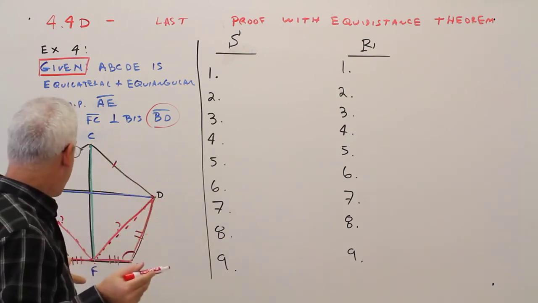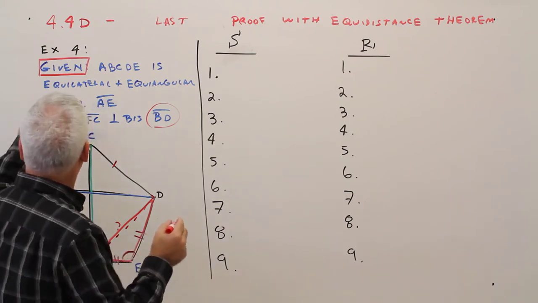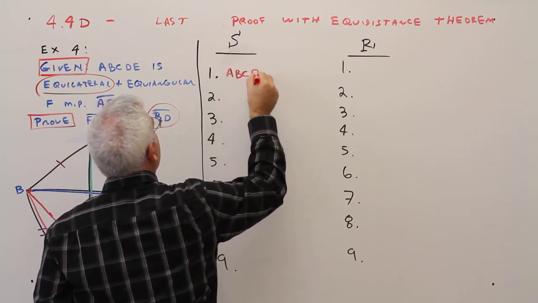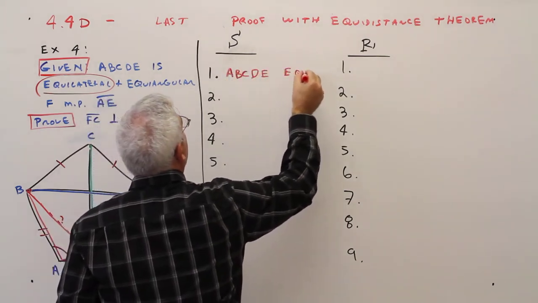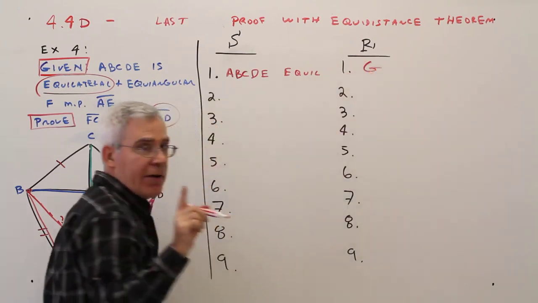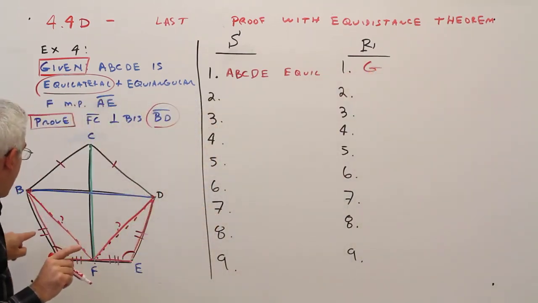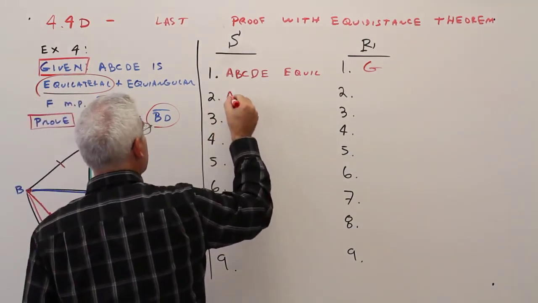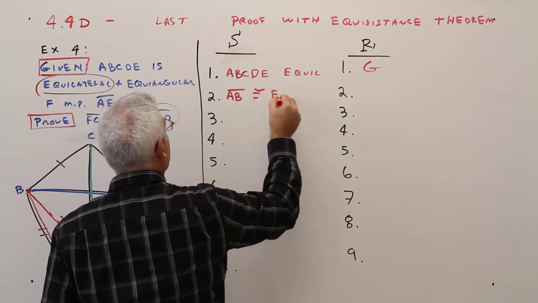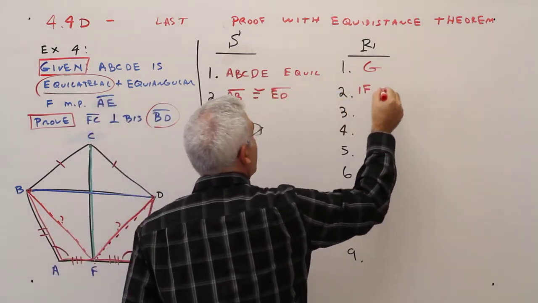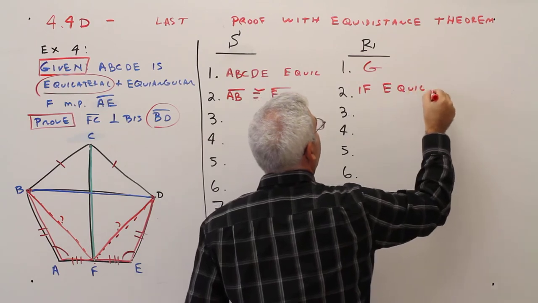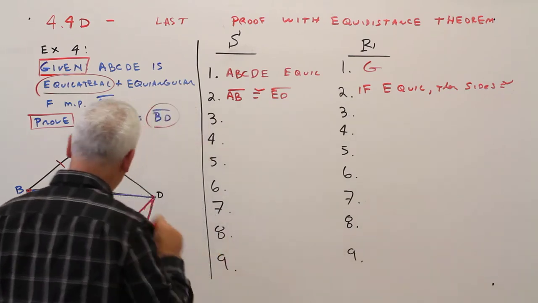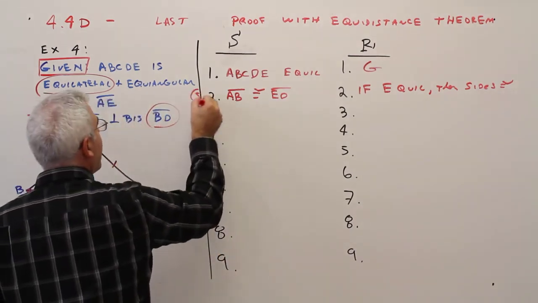So let's try to get the triangles first. So I better say that I'm equilateral. So ABCDE is equilateral, given. From that, I got AB congruent to ED, if equilateral, then sides congruent. Okay, and I'm going to take credit for a side.